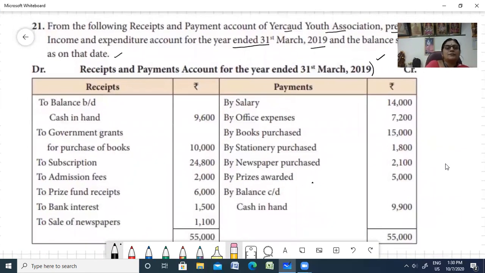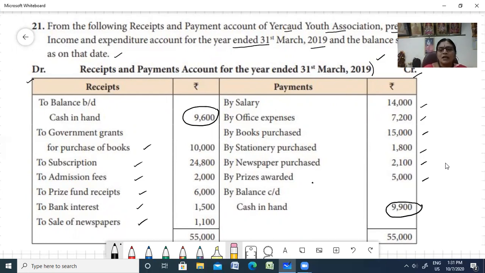You have some items there in the debit side and the credit side. In the payment side, you have salary, office expense, books purchased, stationery purchase, newspaper purchase, prize award, then you have your closing balance given. And then here you have your opening balance, and some details: government grant for purchase of books, subscription 24,000, admission fee 2,000, prize fund receipt 6,000, bank interest 1,500, sale of newspaper 1,100.